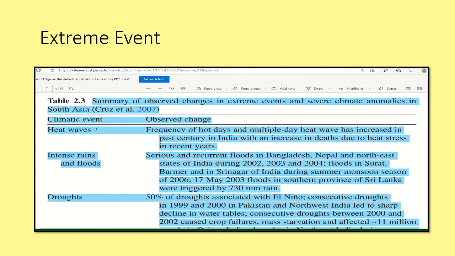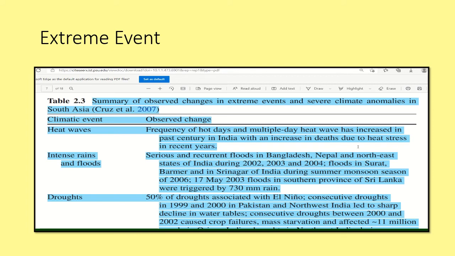Heat waves are very common in Sri Lanka, even in the western part of India, Afghanistan and Pakistan. Intense rain and flood in Bhutan, Nepal, Bangladesh, Sri Lanka, especially the flood in Sri Lanka in 2003, and Indian floods in Surat in 2004, Barmer in Rajasthan, even in Srinagar are very common. All these are the impacts of climate change as well as global warming.